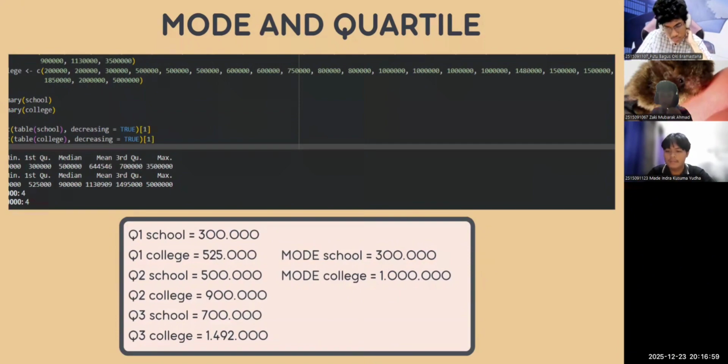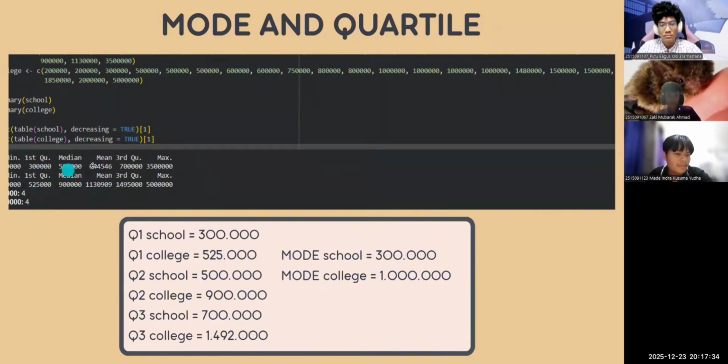So the next one, finding the mode. Calculating the mode, which is the most frequent number, is a bit trickier because R does not have a standard built-in function for it. So we wrote a custom line of code to find it. First, we have the table school and table college function that counts how many times each number appears. And next one is the sort.